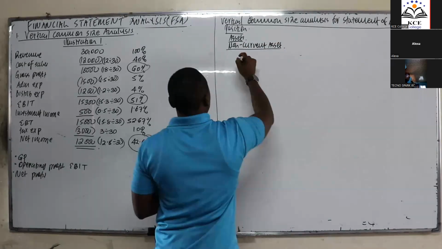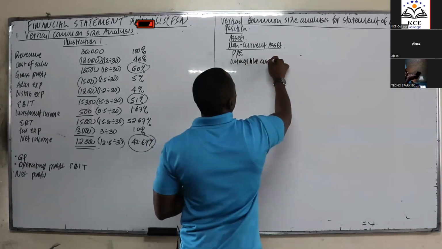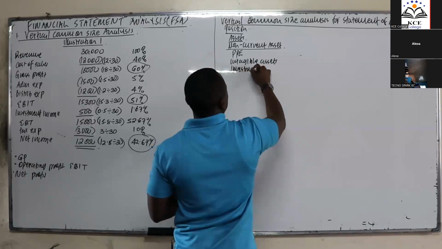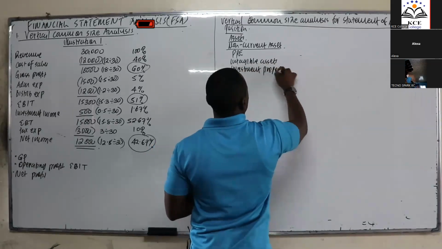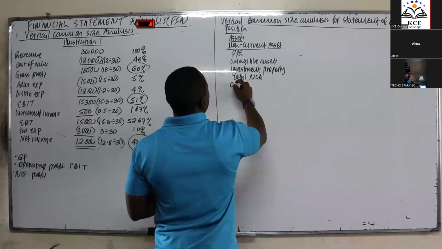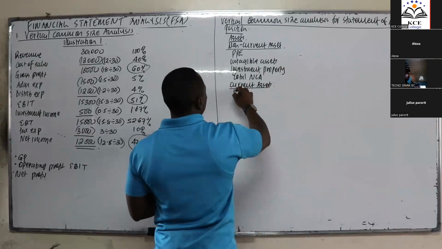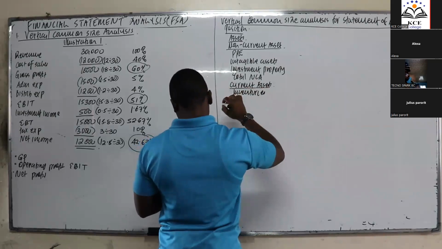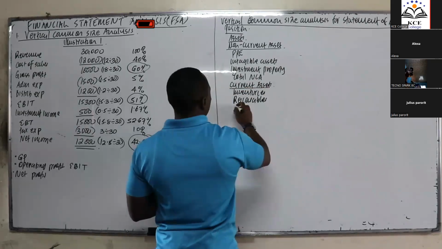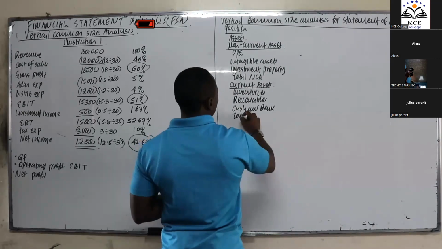Under the non-current assets, we have PPE. We also have intangible assets. Also, you have the investment property. And then we have the total non-current assets. And then we also have the current assets. Under the current assets, we have the inventories. We have trade receivables. Then we have cash at bank balance. Then we have the total current assets.